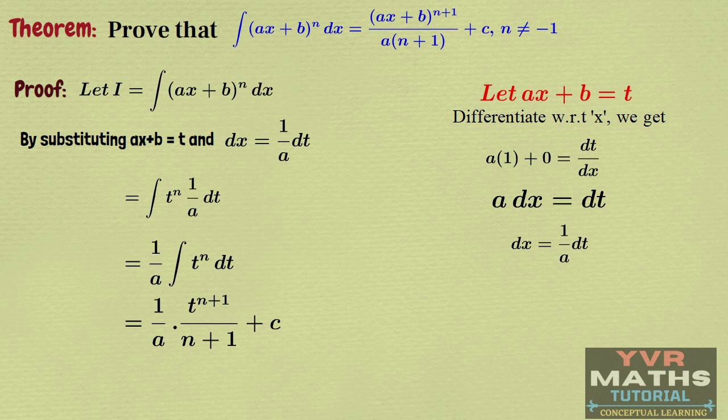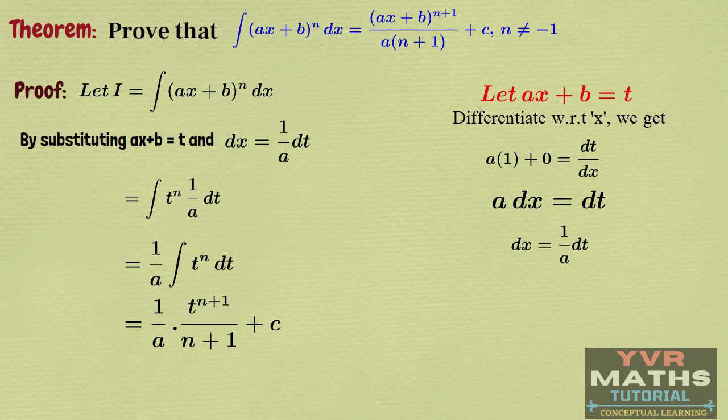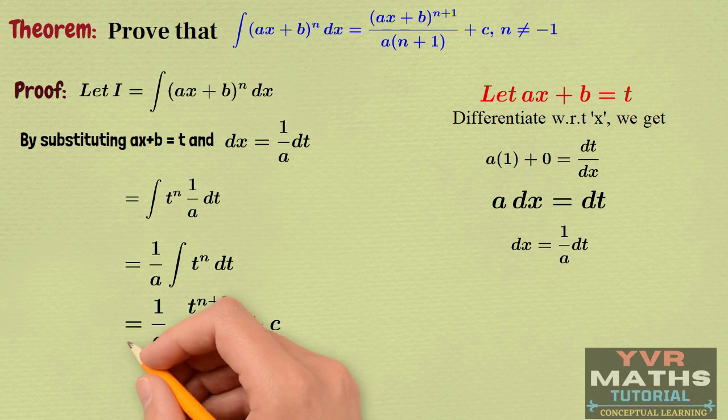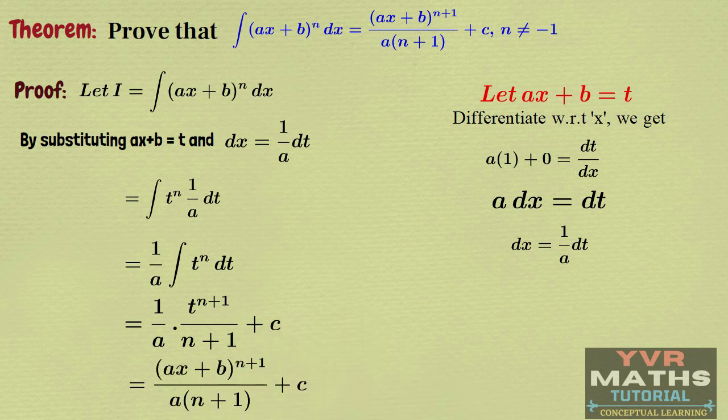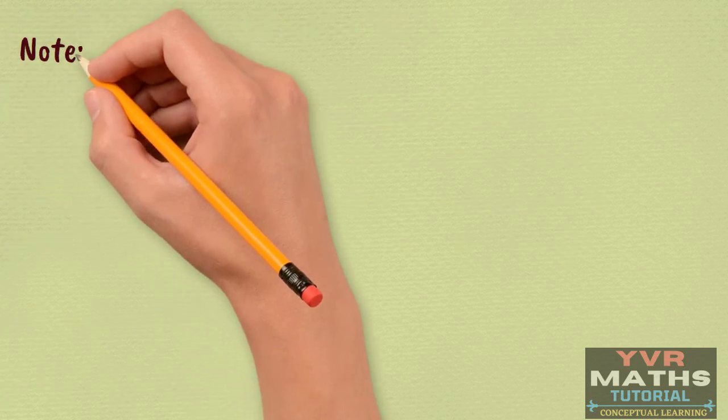Finally, we have to substitute back the value of t. And the final answer is (ax plus b) whole power n plus 1 by a into (n plus 1) plus c. Now, I will give one small note point on this theorem.